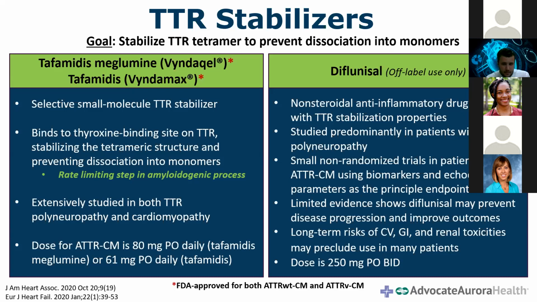Diflunisal is actually an NSAID that also exhibits TTR stabilization properties. Evidence supporting its use is mostly limited to non-randomized trials, which did show that diflunisal may prevent disease progression and may be associated with improvement in clinical outcomes. However, given that it is an NSAID, the long-term risk of cardiovascular, GI, and renal toxicities may preclude use in some patients who already have heart failure and may have pre-existing renal dysfunction. It should also be noted that diflunisal is not approved for TTR polyneuropathy or cardiomyopathy, and its use is off-label only.